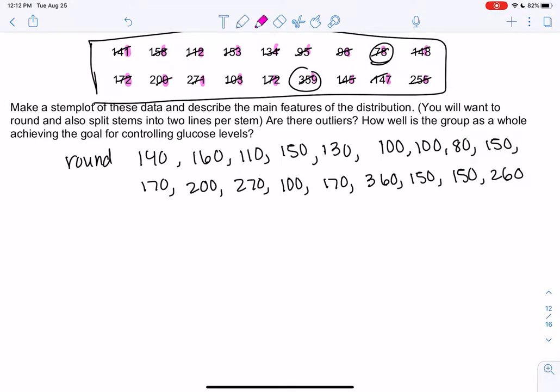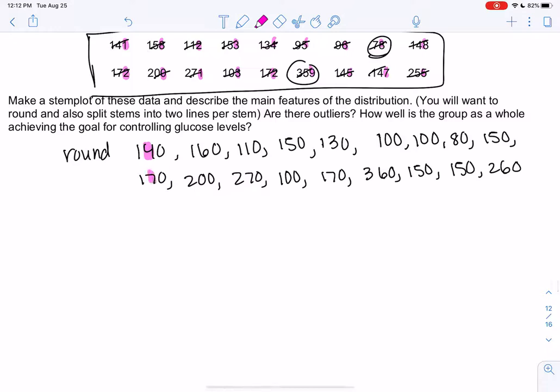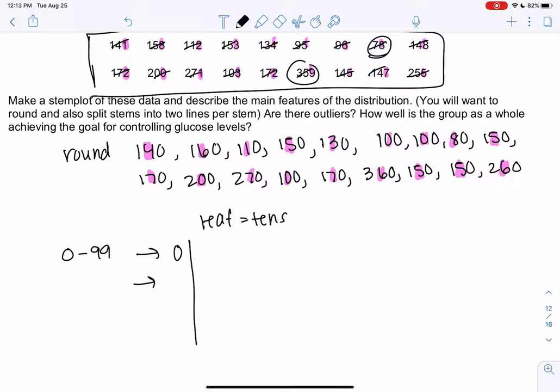And so our leaf instead will be our tens place. Since they all end in zeros, the ones place is insignificant. So those will be our leaves. We're going to say leaf equals tens. Then our first row would be zero, which would basically be 0 through 99. And our second row would be 1, which is representing 100 through 199.